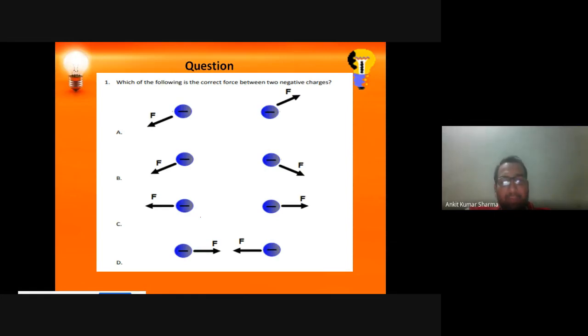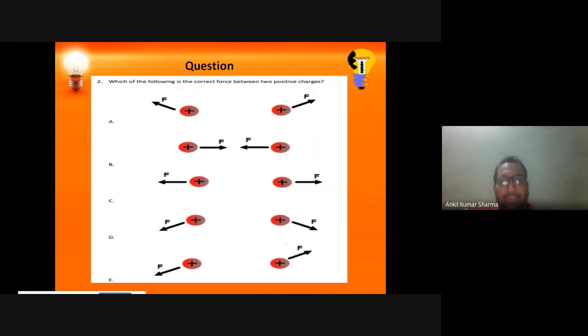What is the exact answer? Any idea about it? Think about it. If there are two negative charges, what is the correct position of these charges? You can find out the answer is C. They repel each other. If both charges are near each other, they repel each other, and it shows the property of charges. So option C is right.